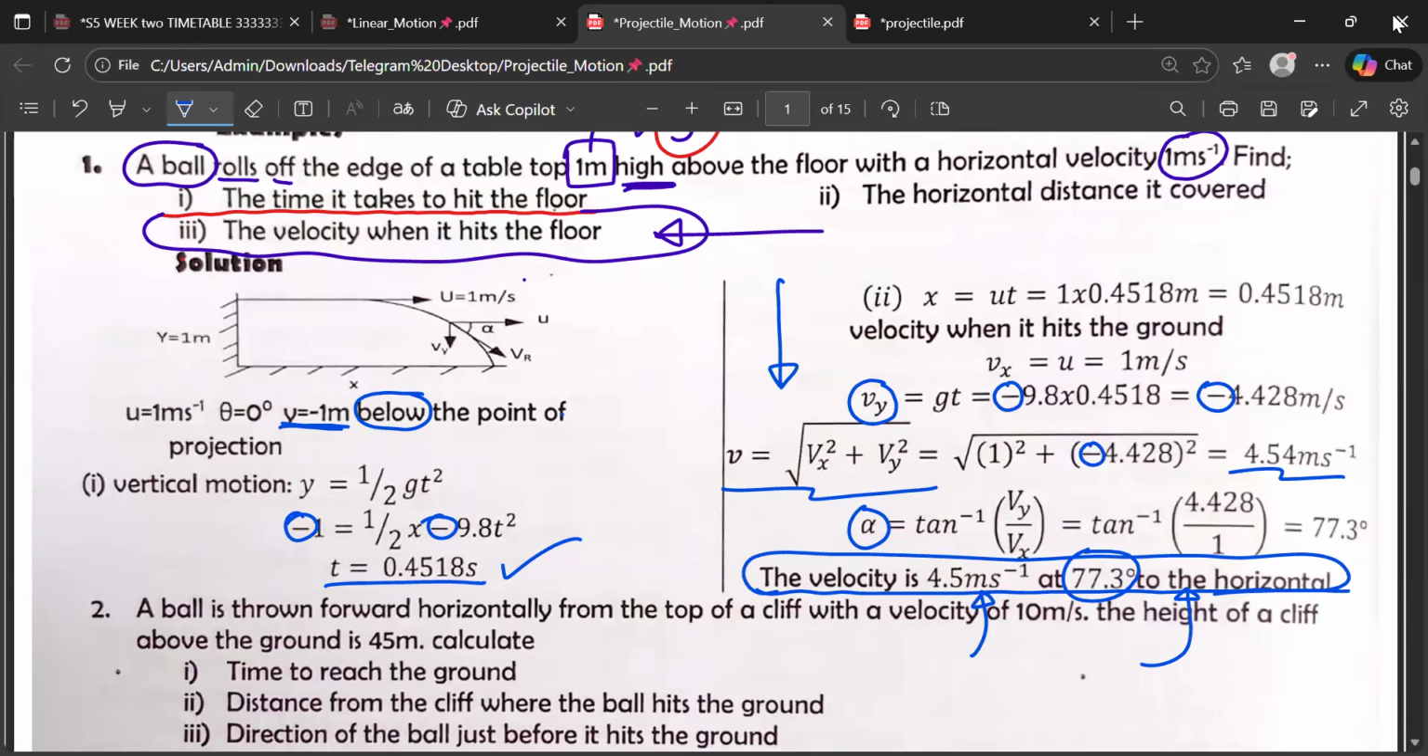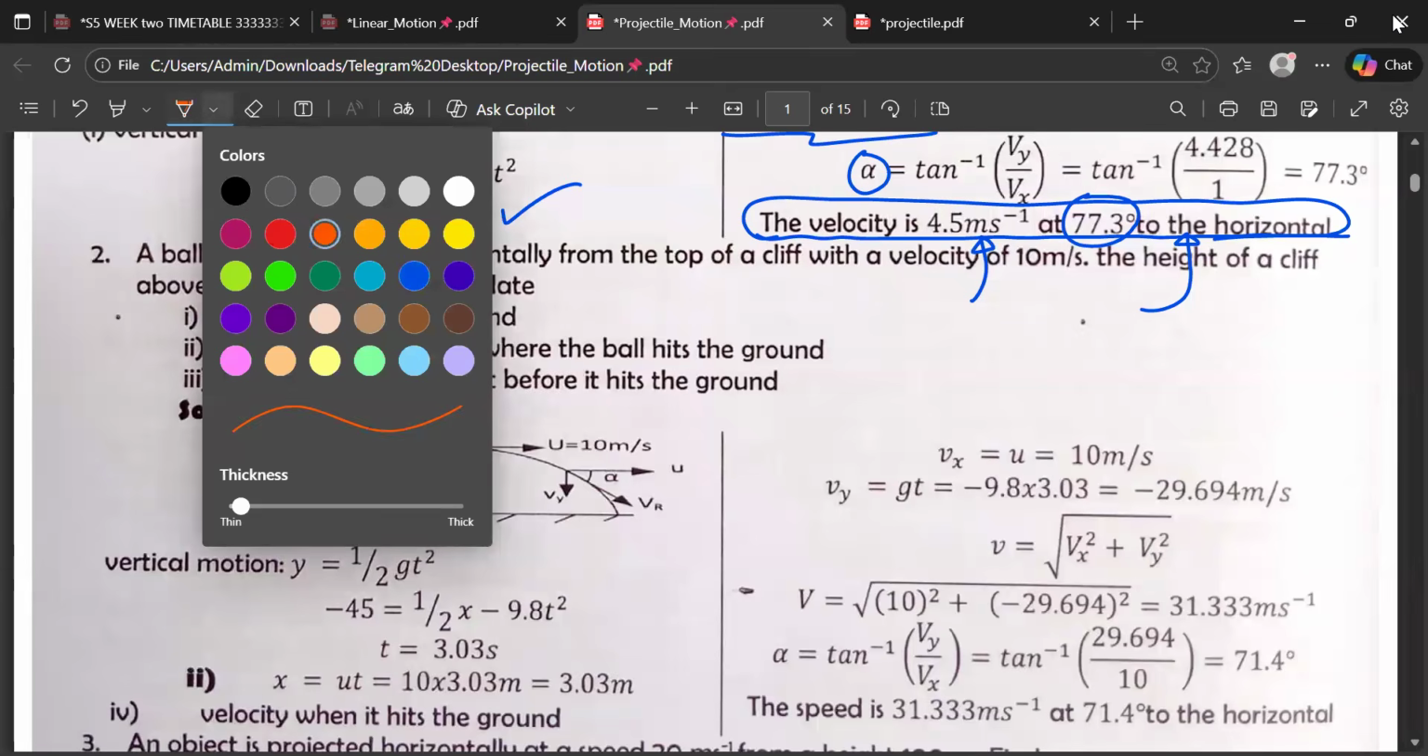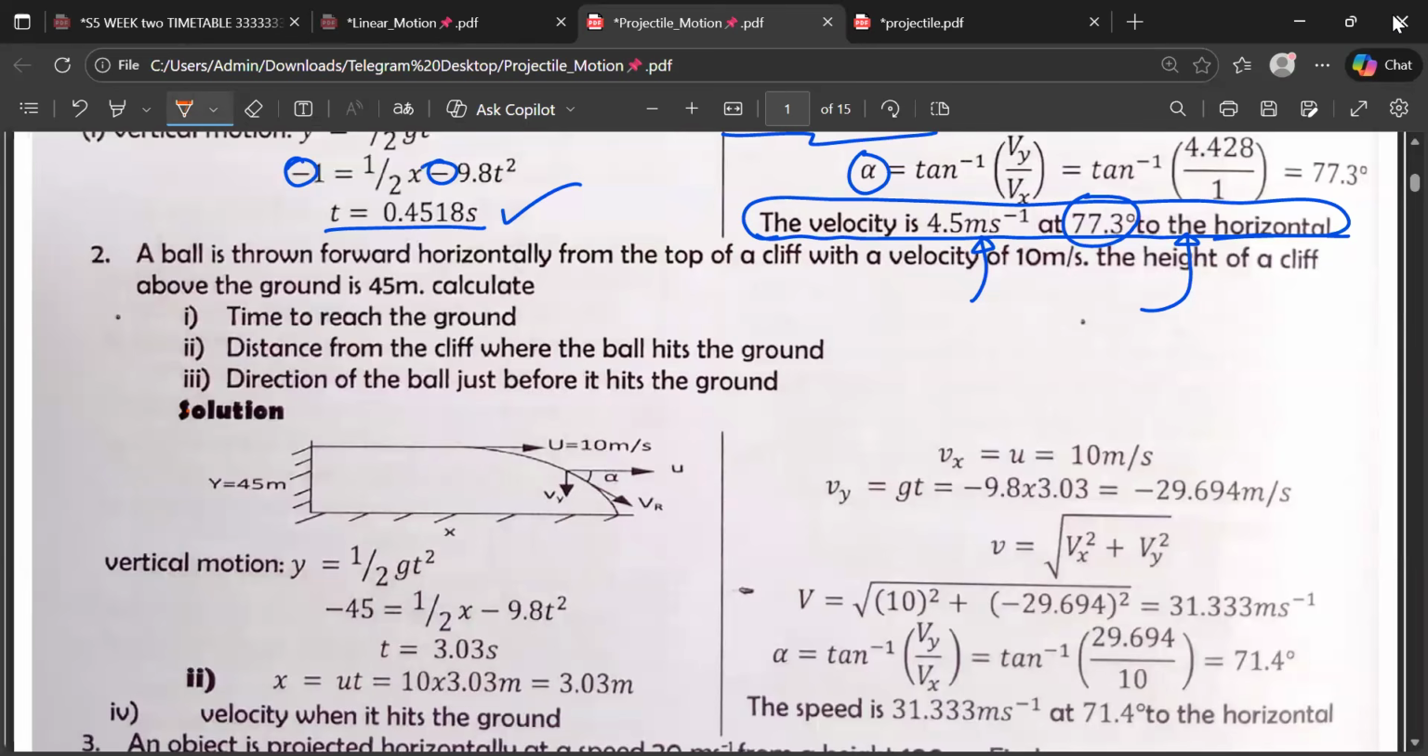So you just need to reason, make a summary of what has been provided, look through the formulae and see what to use. So these are the ones I'm not going to do a lot because they have it all. They said a ball is thrown forward horizontally from the top at this velocity. So you've been provided with the u. So you have u as 10. And the height of the cliff above the ground is 45. So you have the value of y as 45.